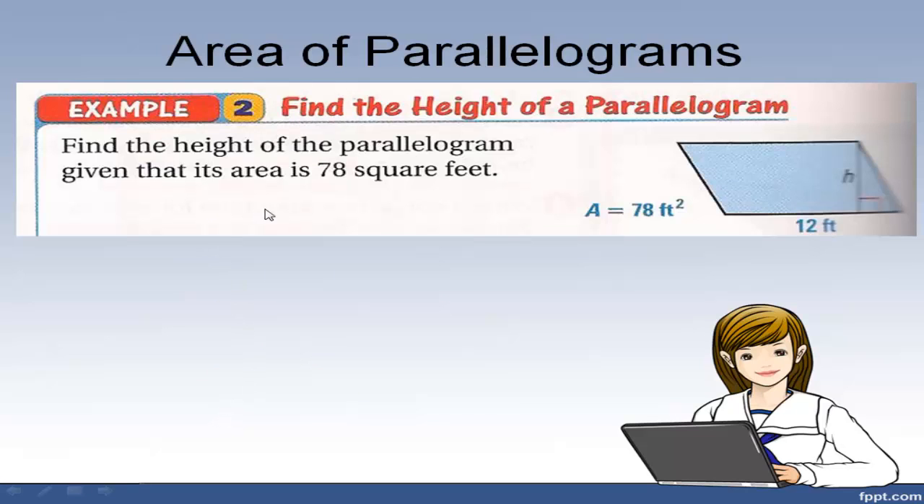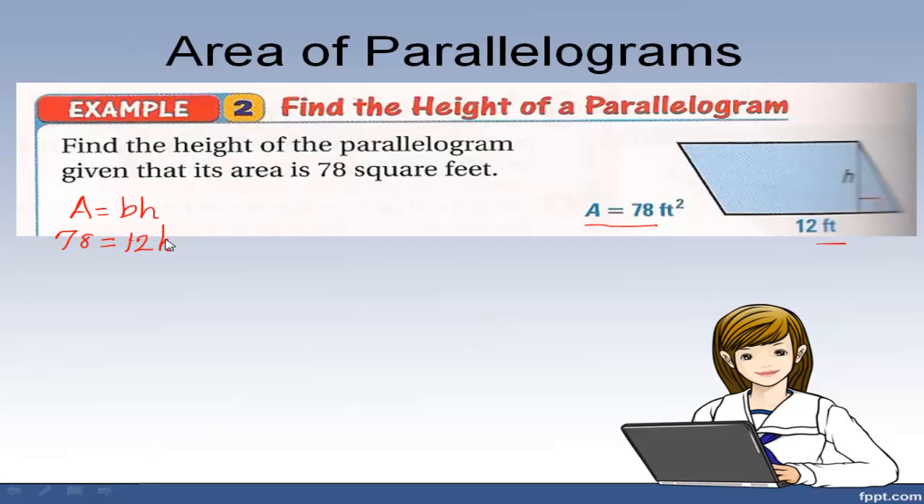Now in this case, I'm given the area, and I have to find the height. Okay? So it's a little bit different. We always start with the formula. Always start with your formula for area, base times height. Now let's plug in all the information we do have. I have area, it's 78. So let me write, instead of A, I'm going to write 78 equals. I have the base is 12. So 12. And the height I don't have. So I'm going to leave that as H.